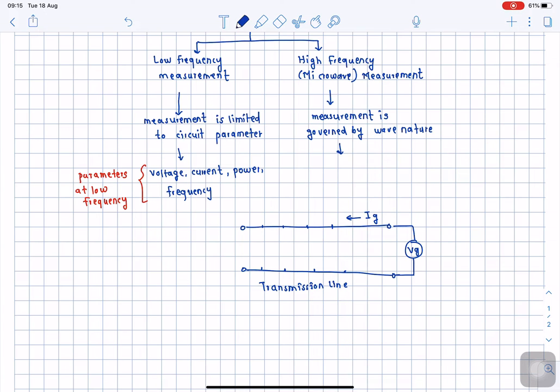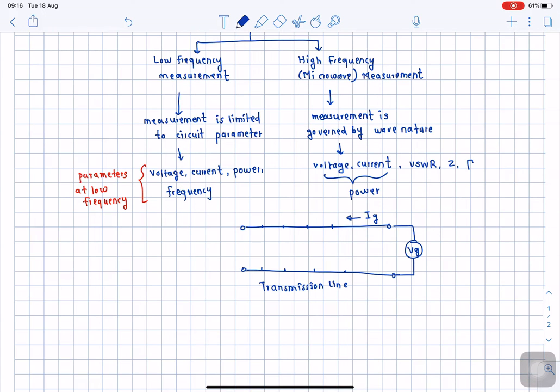So here the parameters like voltage and current are combinedly measured in terms of power, and the other parameters at high frequency that we are interested in are voltage standing wave ratio, impedance, reflection coefficient, and so on. So at high frequency, normally we will characterize a signal in terms of power, VSWR, impedance, and reflection coefficient. And voltage and current are the parameters used to measure the signal at low frequency, because we know that at low frequency everything is a lumped element.